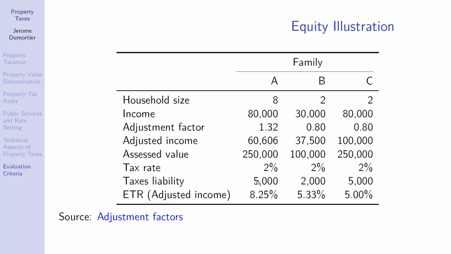Now, if you then calculate the effective tax rate based on the adjusted income, so what this means is you are taking the $5,000 and dividing it by the $60,606, you see that the effective tax rate would be actually 8.25% for family A, and it would be 5% for family C, okay, in the sense that here you would basically have a regressive tax.